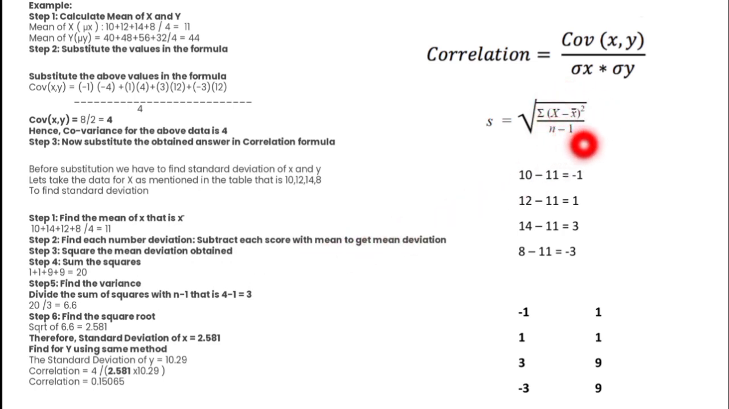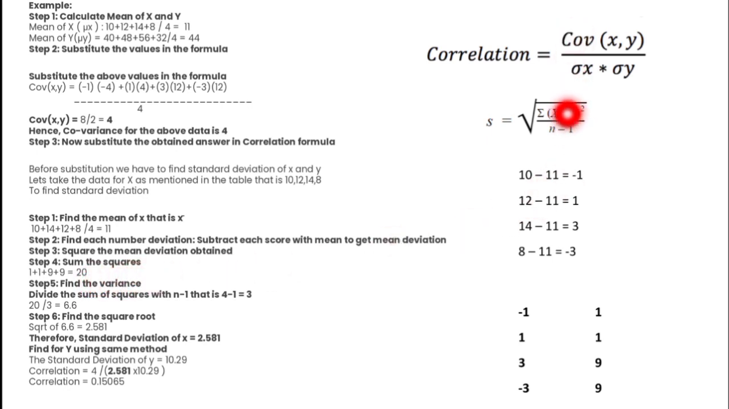n minus 1 is 4 minus 1, 3. The sum of squares is 20. Don't get confused. First I found x minus x bar. Next I found the squares, this one. Next I add these, right? 20 divided by 3 is 6.6. Now what is the square root of 6.6?